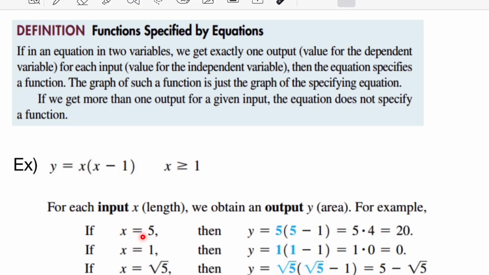So for example, if we were to input 5 into this equation, we would get 20, and only 20. And if we were to input 1 in this equation, we would get 0 and only 0. Same for the square root of 5. Plugging that into our equation here, we get roughly 2.76. And that's the only output we get. So this is an example of a function that is specified by an equation.